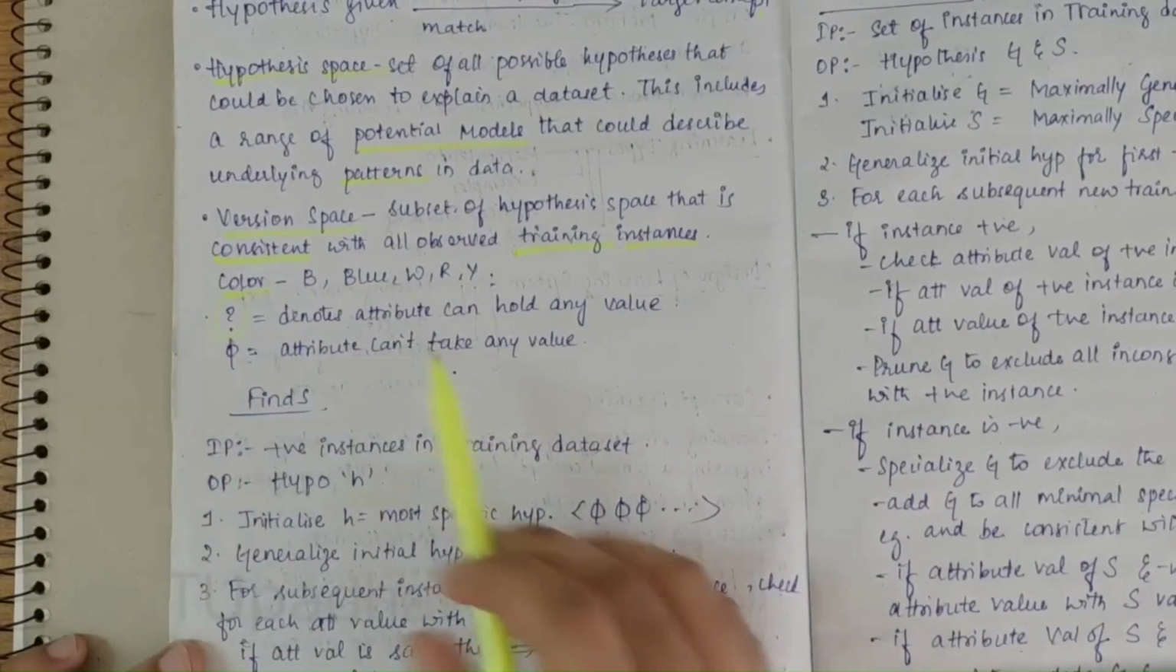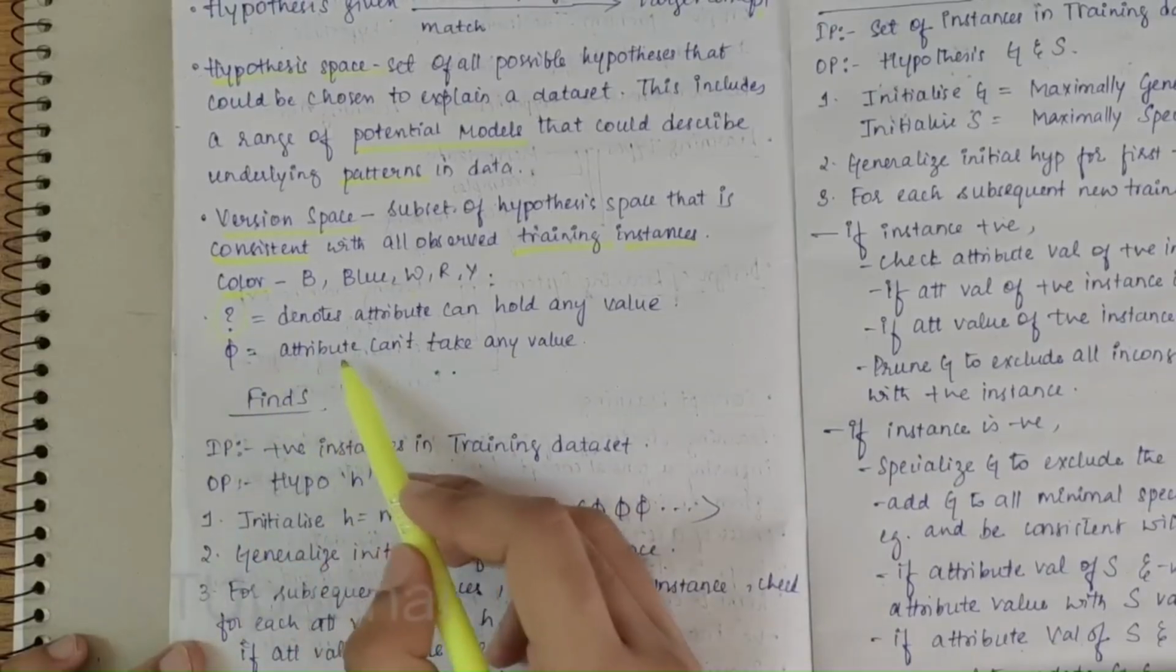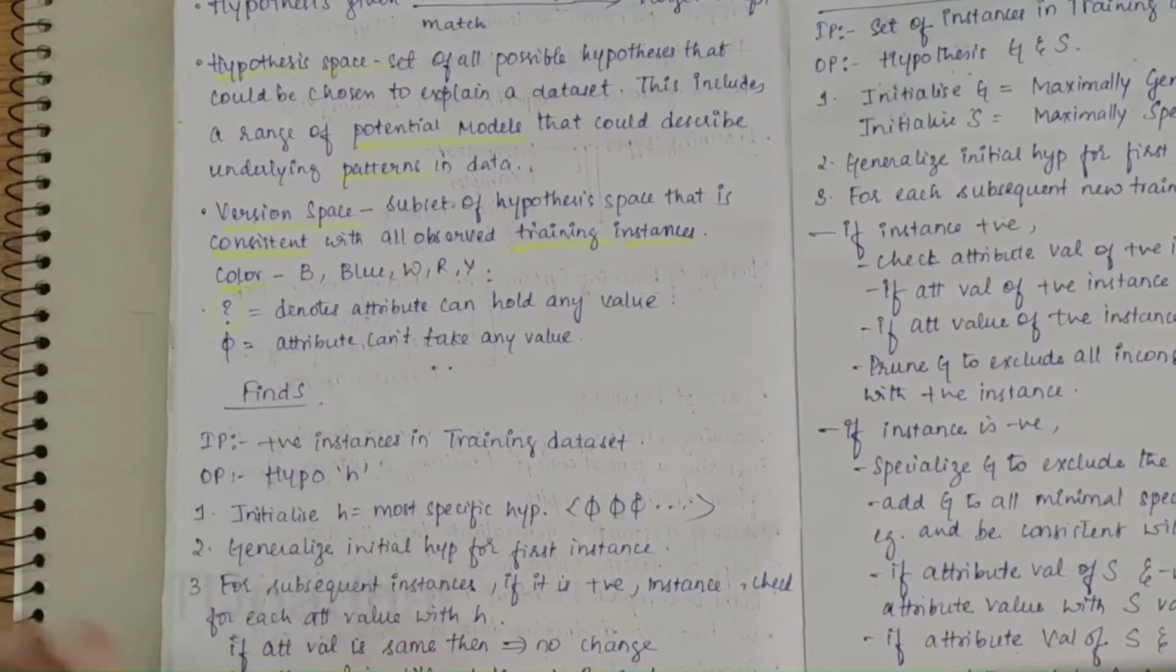Then we'll be using these terminologies. Question mark: if you see a question mark, it denotes that the attribute can hold any value. And if there is a 5 here, it denotes that the attribute can't take any value. So this was about question mark and 5.